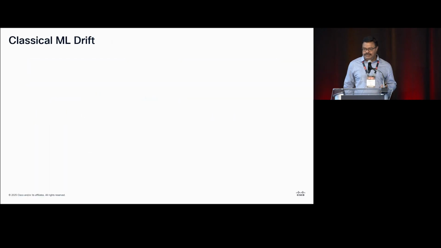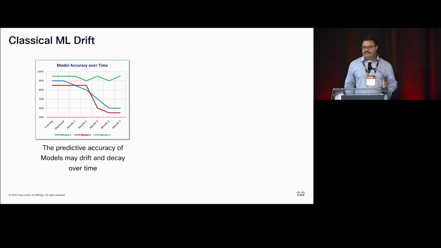We have classical ML drift. I'm sure many of you are aware of classical ML drift, which is where the predictive accuracy of a model drifts and decays over time. You build a model, test it for accuracy, evaluate it, you're happy with it, you deploy on day 0, and then periodically you monitor the performance over time. Some models, like Model 3, the green line, stay at the same level. Some start drifting suddenly like Model 2, or slowly like Model 1. So drift happens in many ways in classical ML.